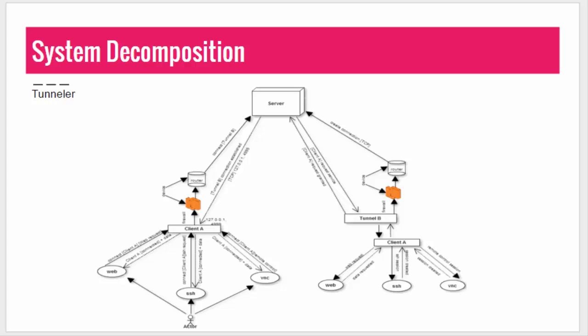System decomposition for the tunnel software looks as follows. There is a server which awaits incoming connections from the client software or the tunnel software, and that redirects any requested information or any data that needs to be delivered from the client to the tunnel or vice versa.